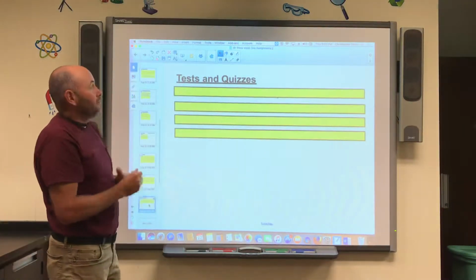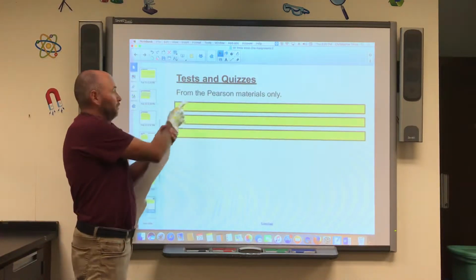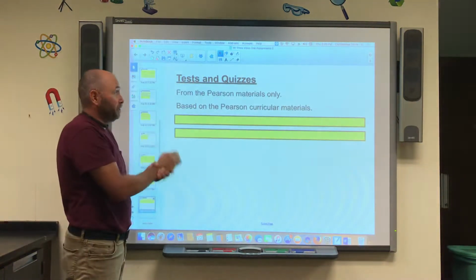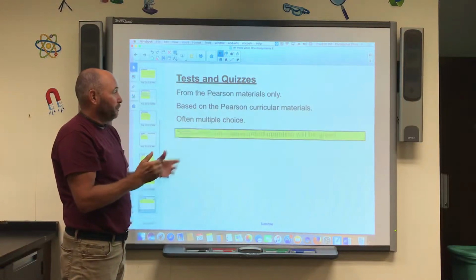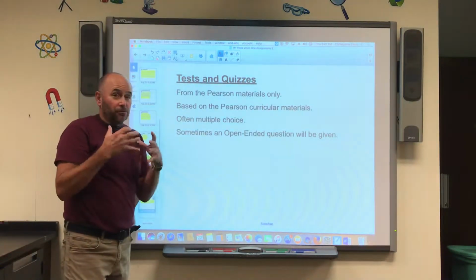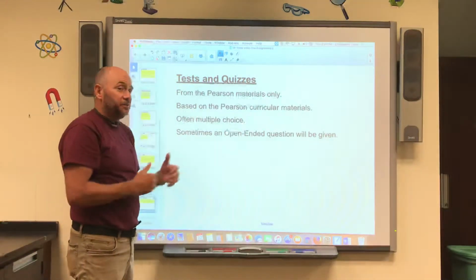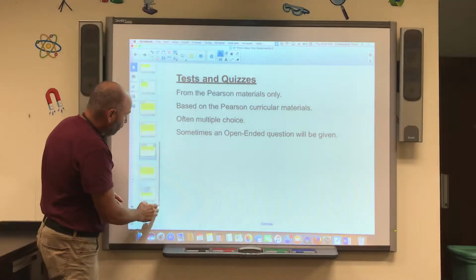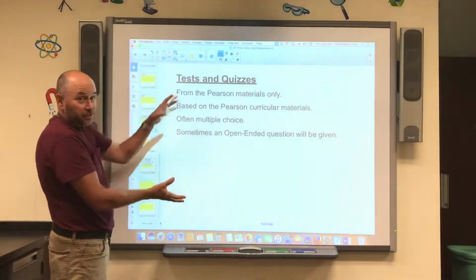So, now, tests and quizzes, they will come from the Pearson materials only. They will be based on the Pearson curricular materials, and often they are just multiple choice with an open-ended question. I will try to set them up very much like PSSA, just to get the kids used to that format and that process.